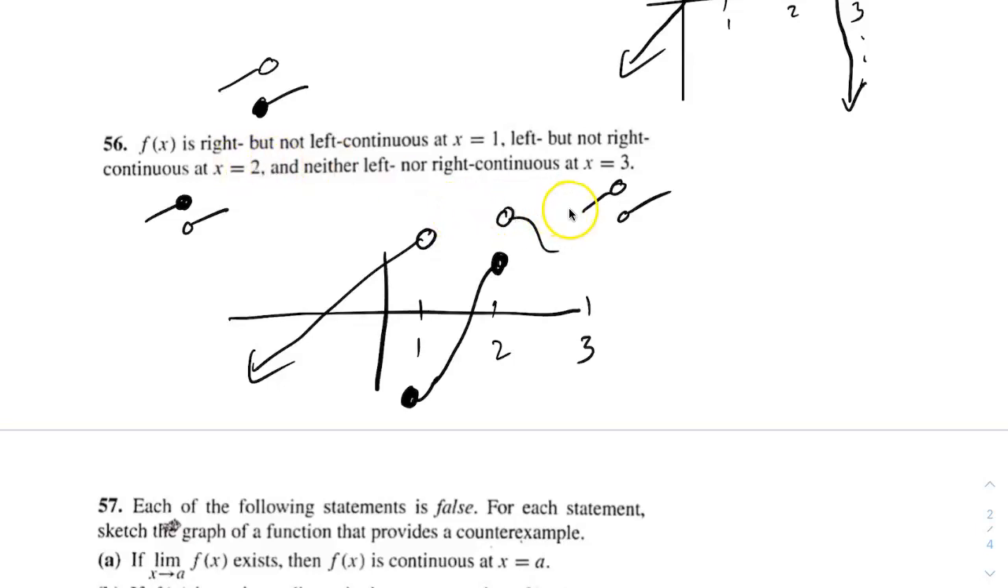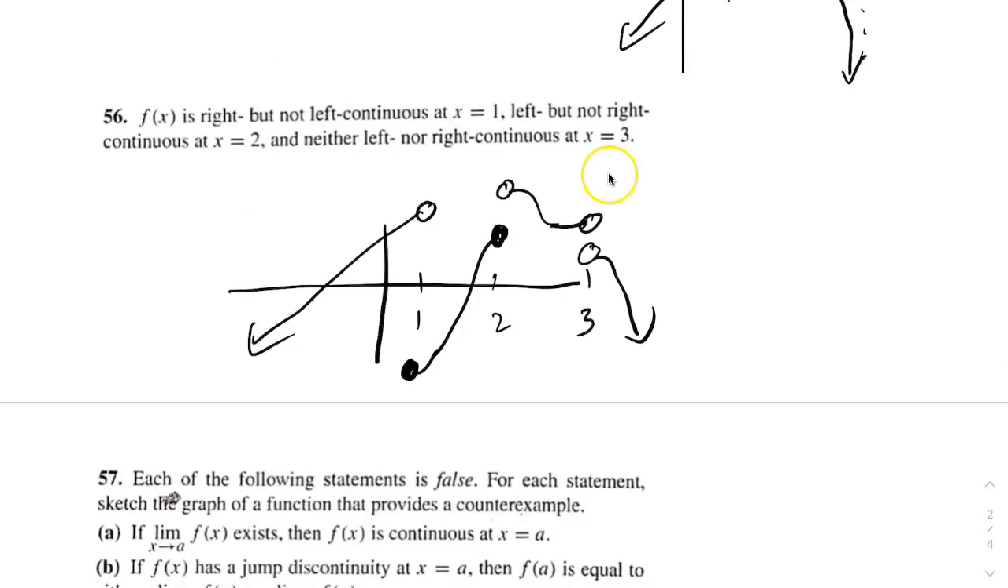And at 3, it's neither continuous, so both should be open. So at 3 should be like this, and then maybe I start right here and go down. Something to that effect. Let me erase this because it's cluttering the picture. Right? So again, notice how it passes the vertical line test. Right, even right here, right? That's an open circle, doesn't count when closed.